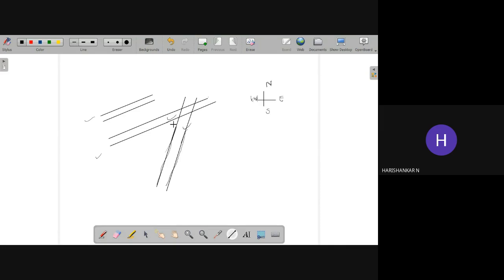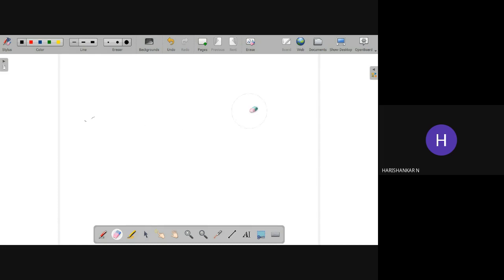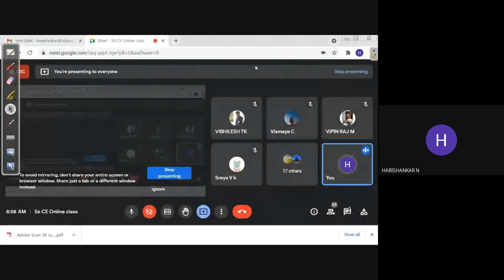So these are the types of configurations. It can be single runway, parallel runway, open V runway, and intersecting runway. So in this way, you can have different configurations. That's all. In detail we will study the design of the runway during the next module.